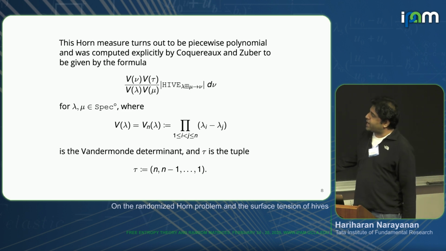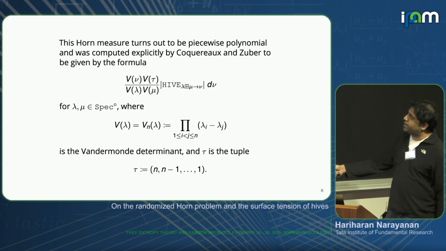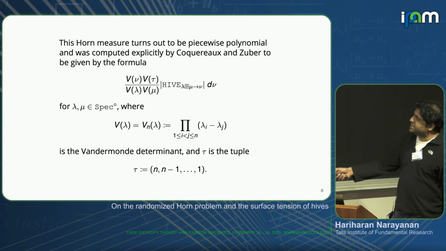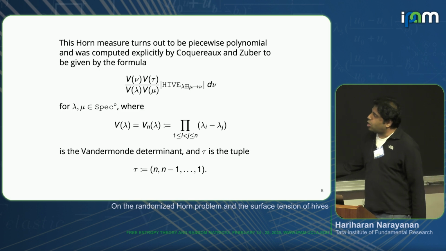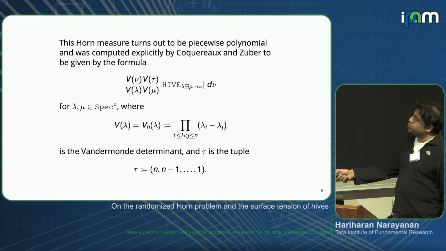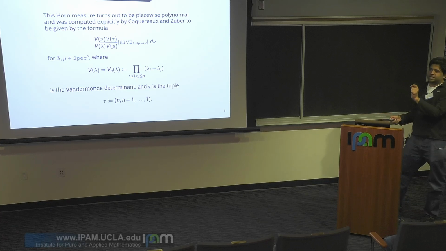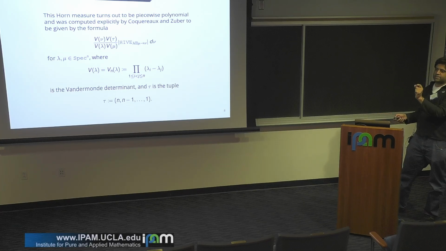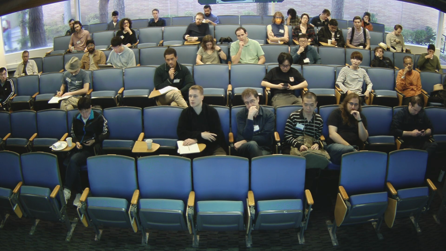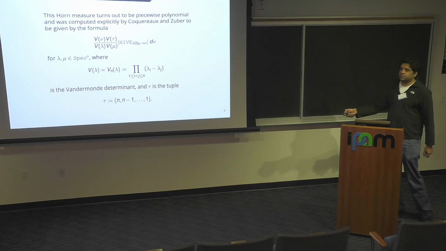And this is the volume of the hive polytope when you put the entries lambda, mu, and nu on the sides. So this is the probability density of observing nu when you add two random matrices with eigenvalues lambda and mu. So it gives you an exact characterization of what the probability density is when you add two random matrices with spectra lambda and mu and look at its spectrum. But what's tau? So tau is this vector. It's a fixed gap: n minus 1 all the way up to 1.